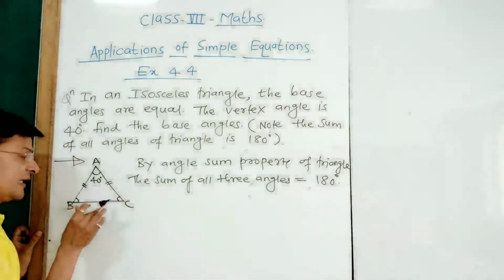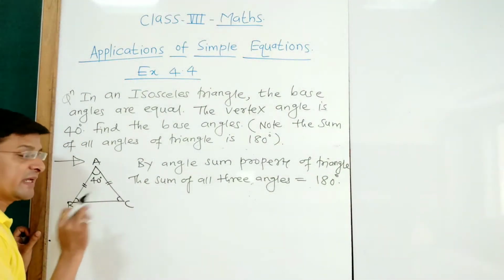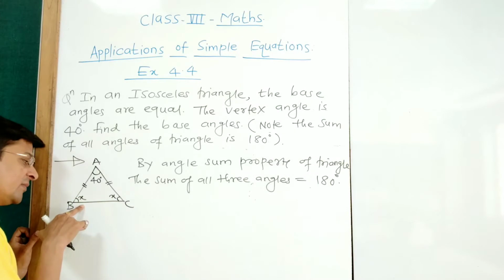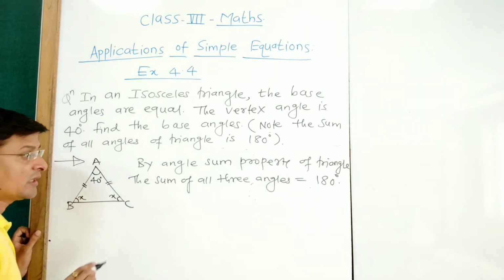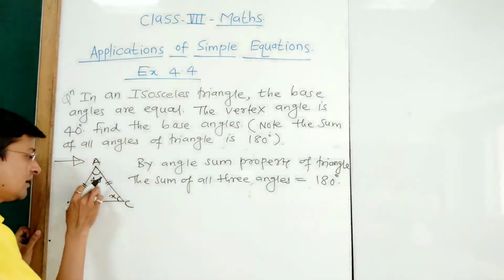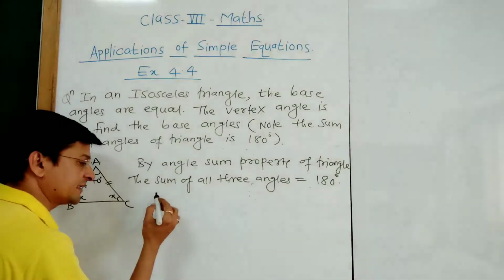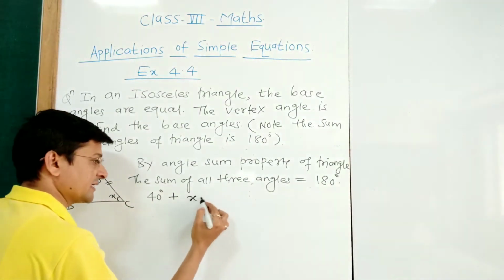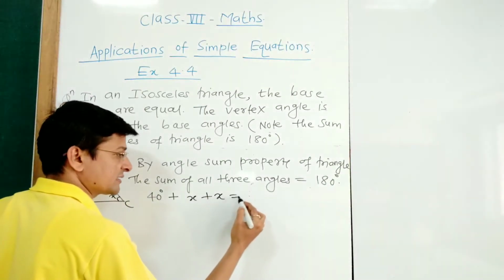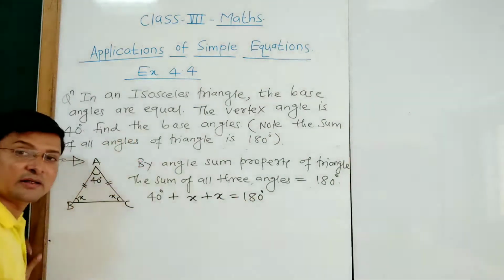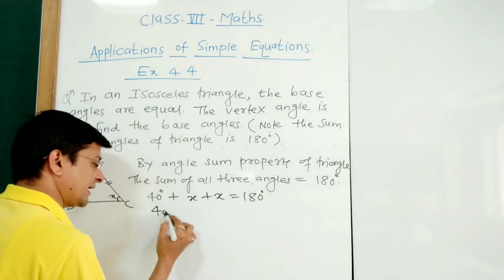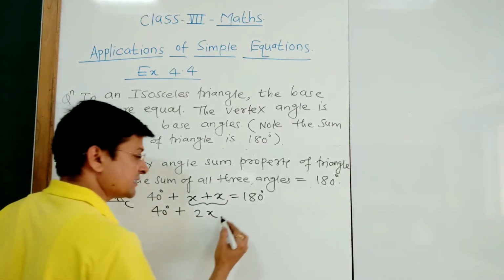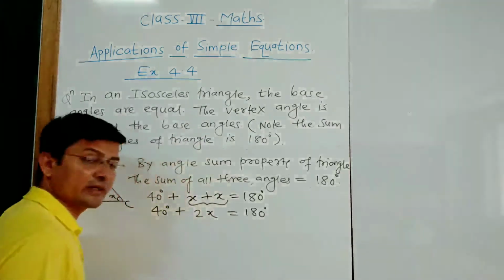Now students, in this example we have to find the value of base angles. So I suppose that base angles are x. So this angle B is also x and this is also x. Now by using this property, the sum of all three angles is equal to 180 degree. So we can write here 40 degree plus second angle x plus third angle x is equal to 180 degree. Now 40 degree as it is plus x plus x, that means 2x is equal to 180 degree.